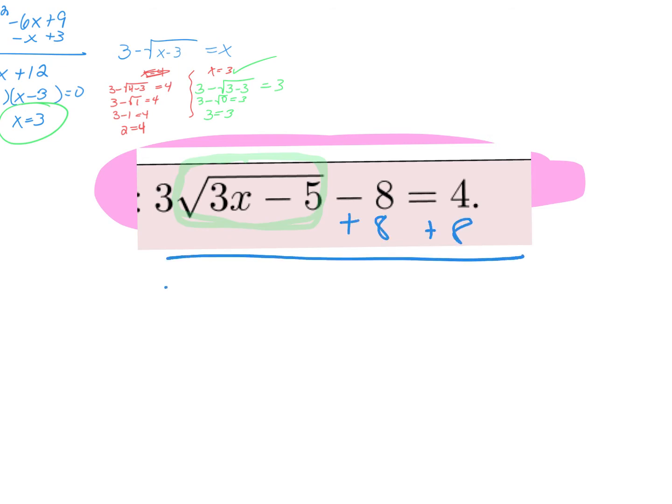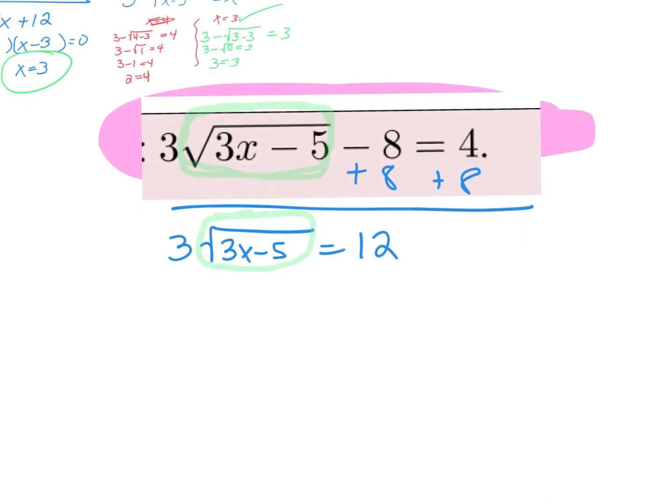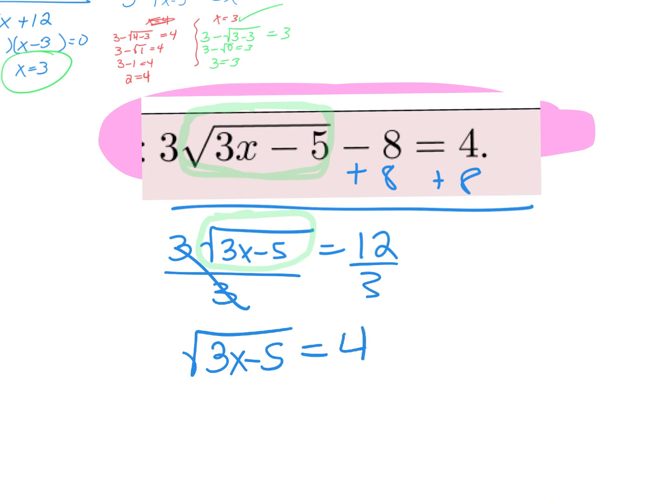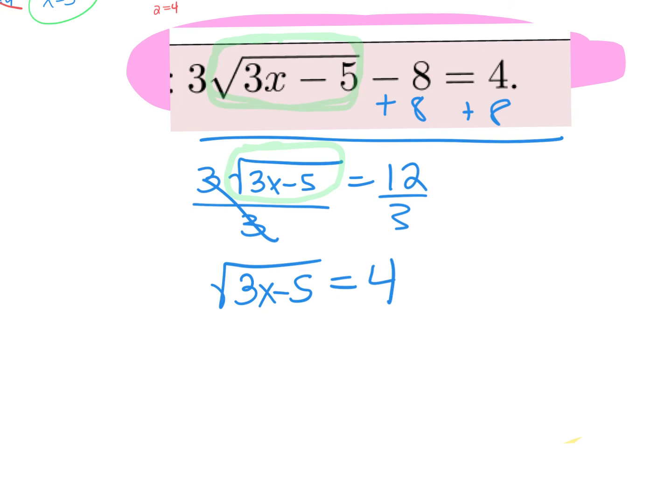So I have 3 times the square root of 3x minus 5 equals what? 12. Circle your square root again, because you got to get it all by itself. Make sure you can see. Is it completely alone? No. So what do I have to do? Divide both sides by 3. Good. So I have the square root of 3x minus 5 equals, what's 12 divided by 3? 4.